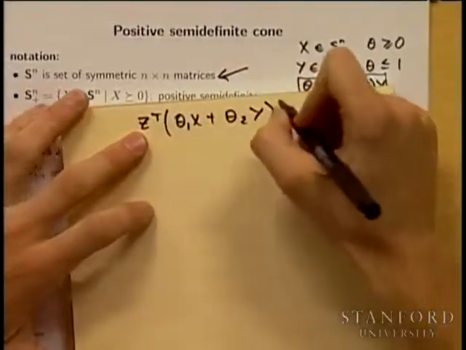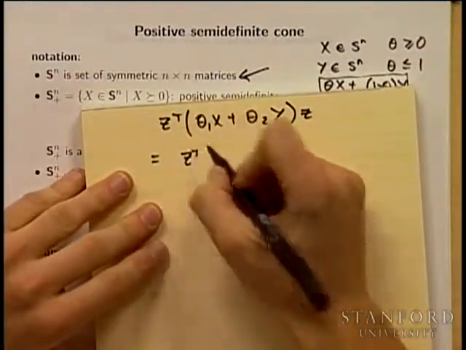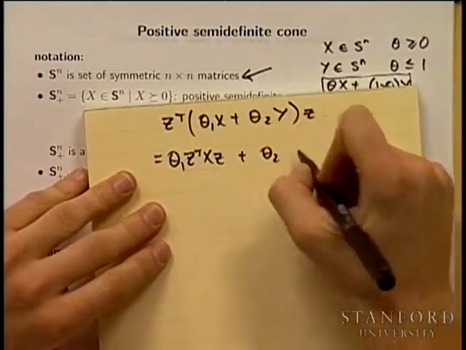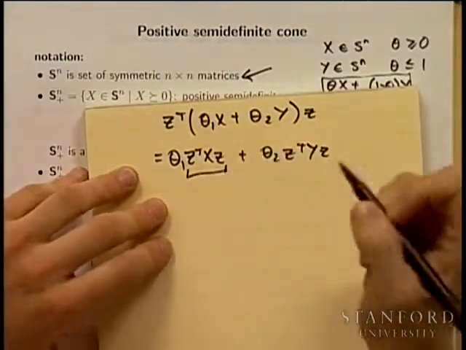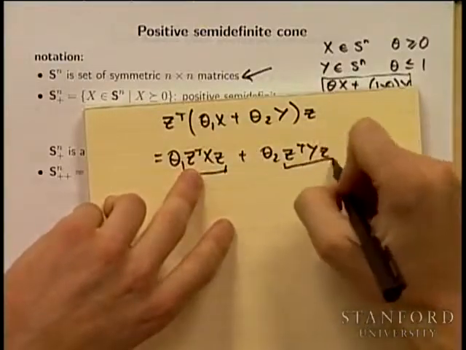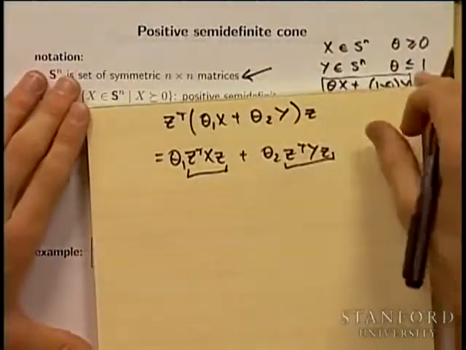Yeah? You can have a z transpose on the left and a z on the right and use the distributive property. Exactly. So I'll say z transpose (theta 1 x plus theta 2 y) z. Then I'll expand it out and I'll get theta 1 z transpose xz plus theta 2 z transpose yz. We know that this is non-negative because x is positive semi-definite. We know the same about this. We know that theta 1, theta 2 are both non-negative, and so the whole lot must be non-negative.